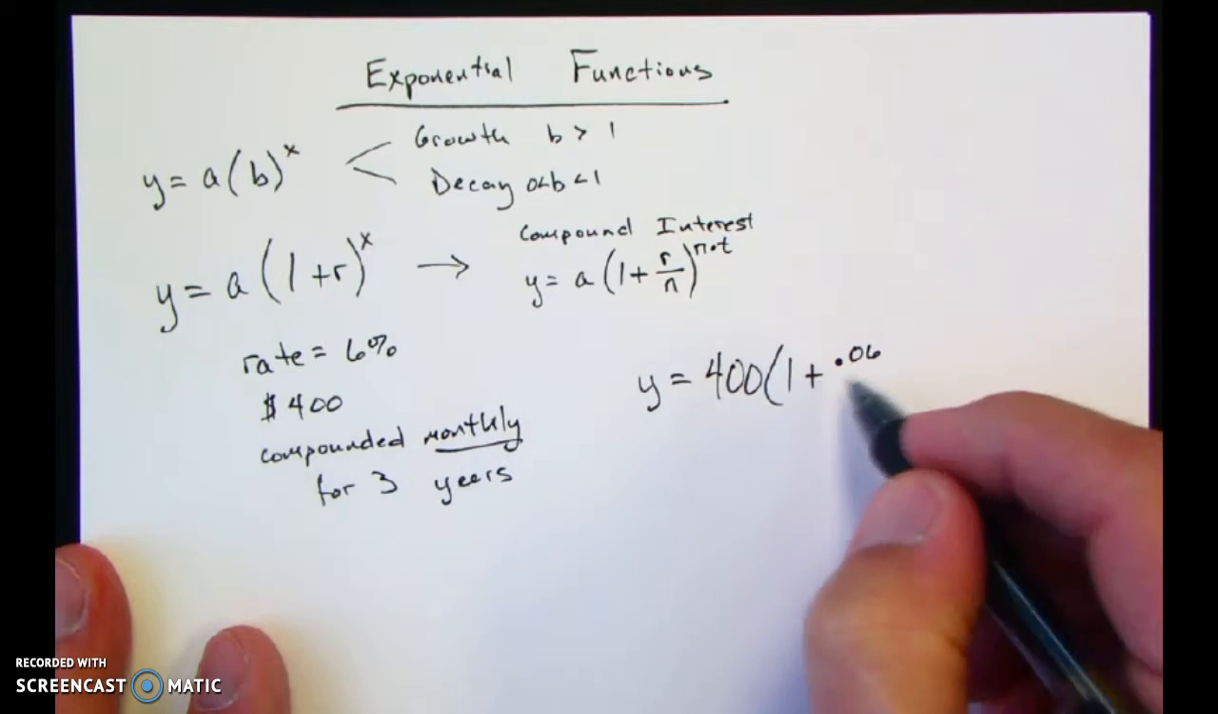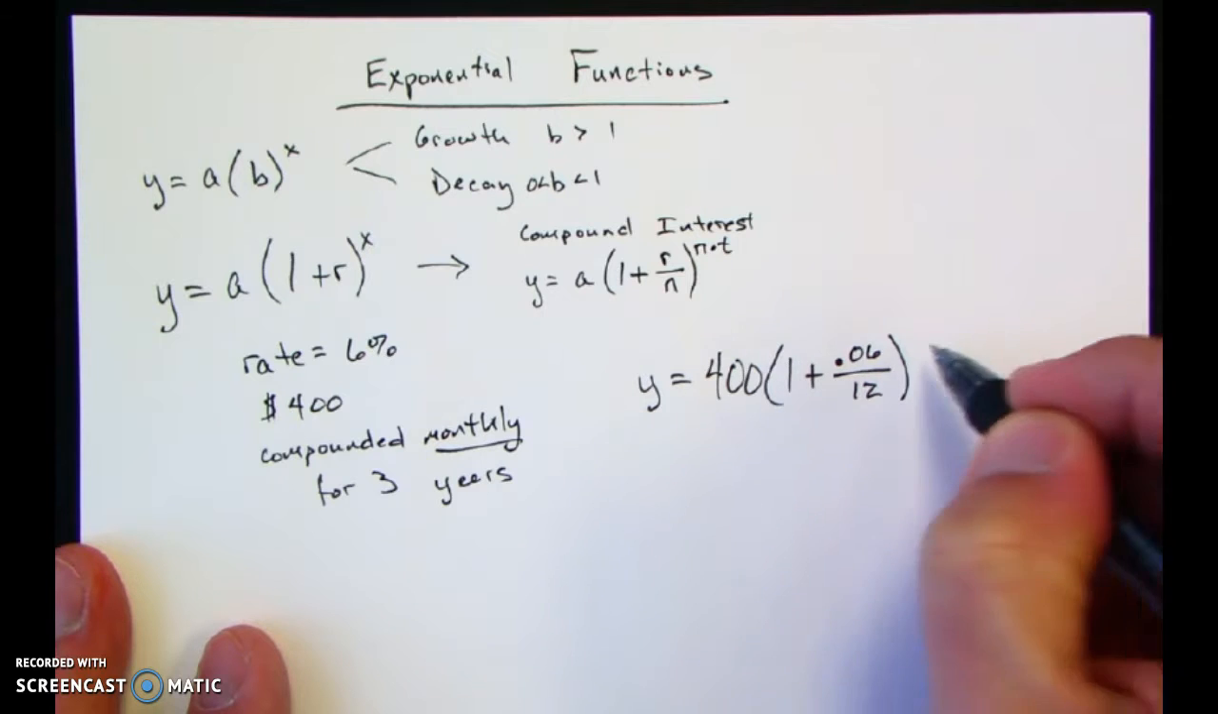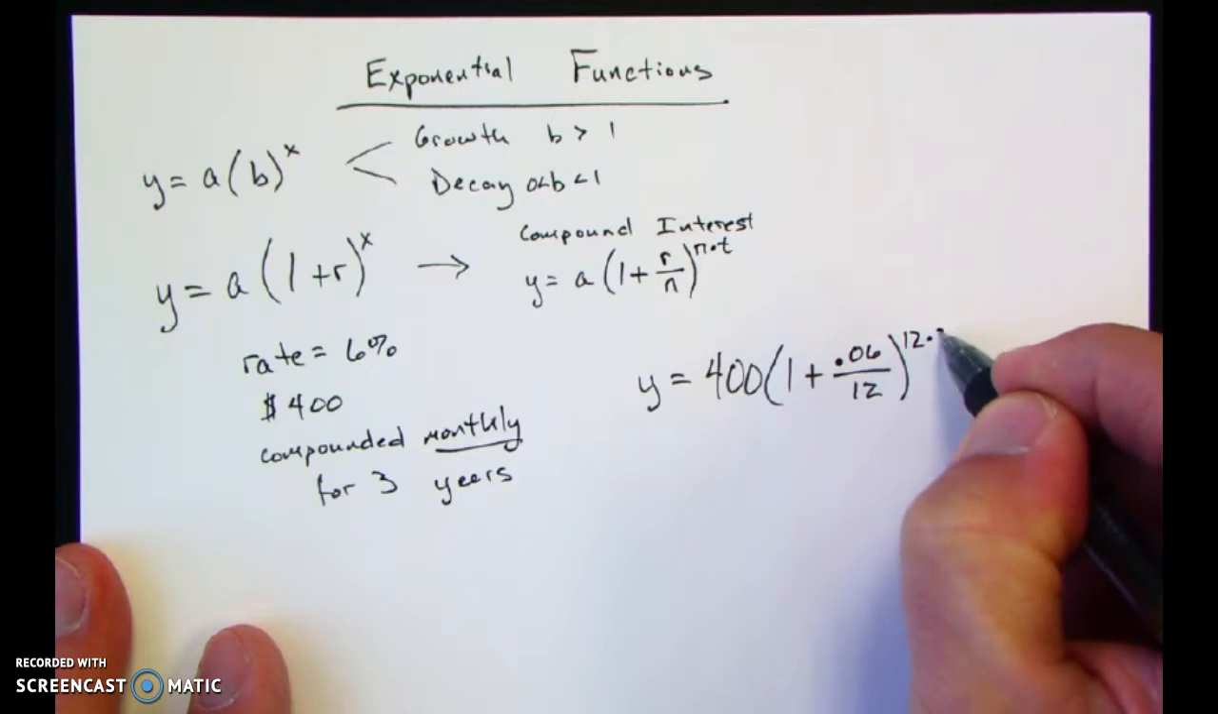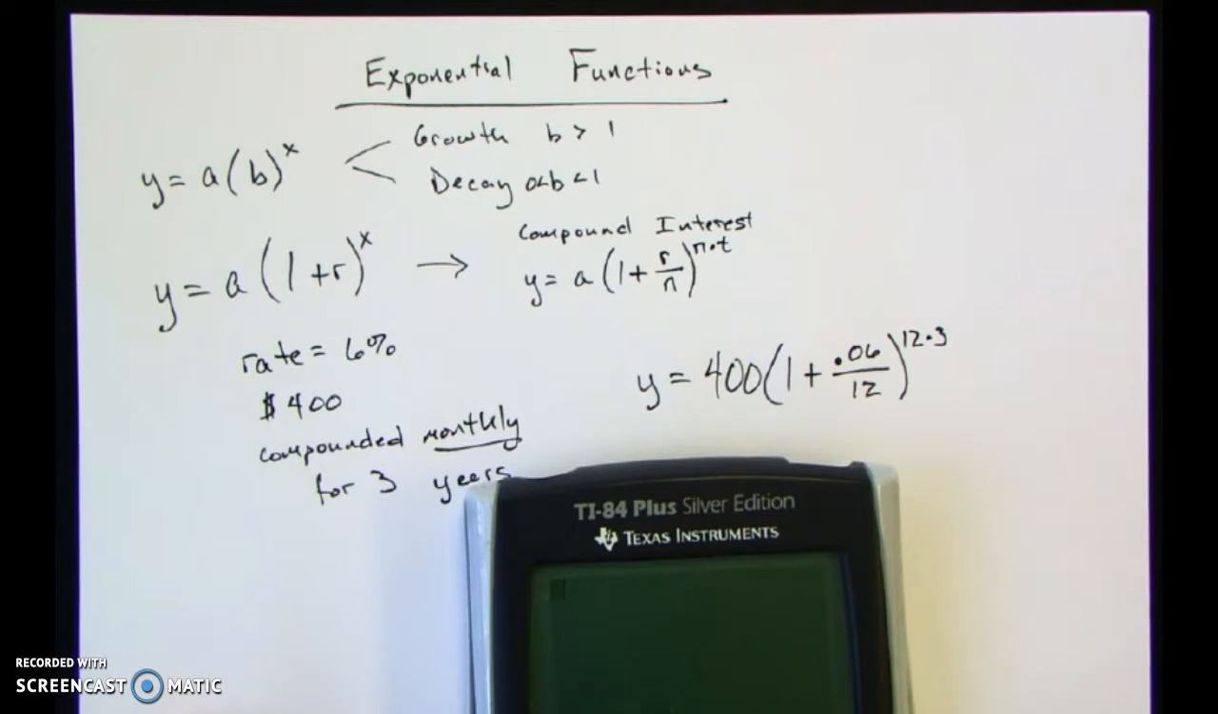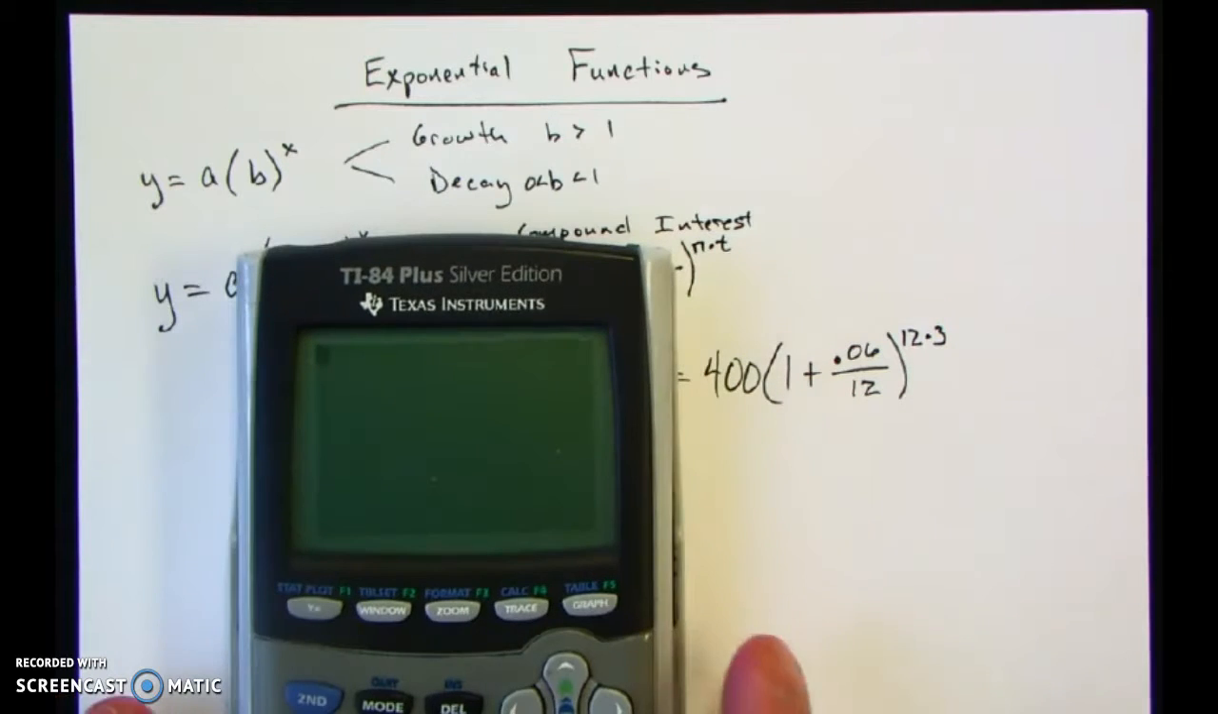Because we're compounding it monthly, then we divide by 12. And so that means we're going to take 12 times 3 to find out how many times that we would compound that. And as far as that amount, this is where we can use our handy dandy graphing calculator. And I can plug the whole thing in at once. I have 400 times our 1 plus 0.06 divided by 12. And then we're raising that to the 12 times 3 power. So that would give us a grand total of $478.67 after those 3 years.